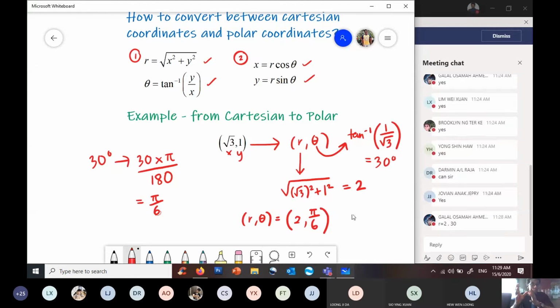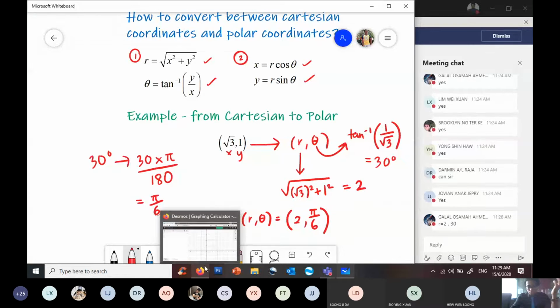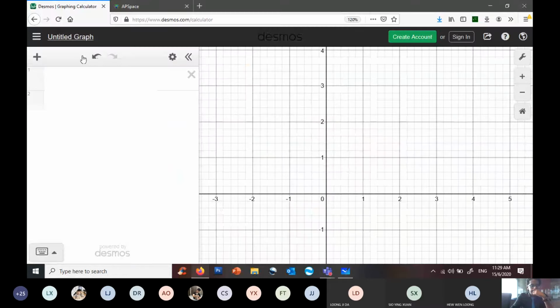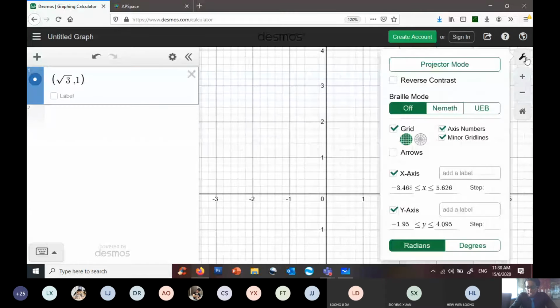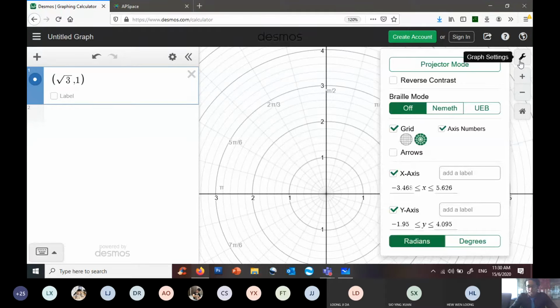Just to convince you that this is correct, let me show you my favorite graphing application again, Desmos. What was the coordinate again? Square root 3 and 1. So we have square root 3 and 1. This is the point here on the Cartesian coordinate, and there's an option to actually change to polar here. Okay, so that is polar coordinate.